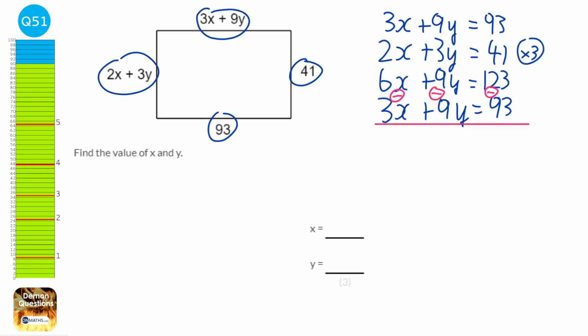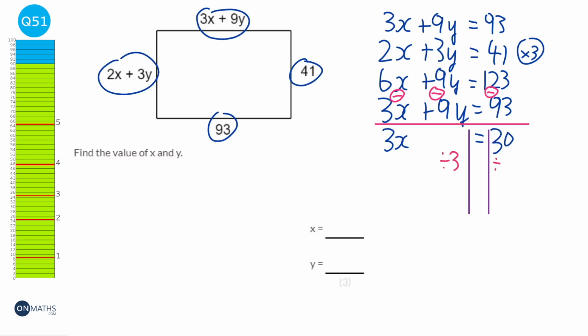So 6x take away 3x is 3x. 9y take away 9y is nothing, which is good. That's what we need. And then 123 take away 93 is 30. We're going to get our solving lines in, and we're just going to divide by 3 both sides.